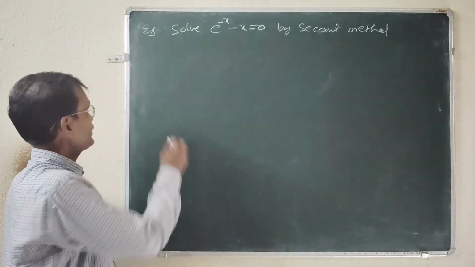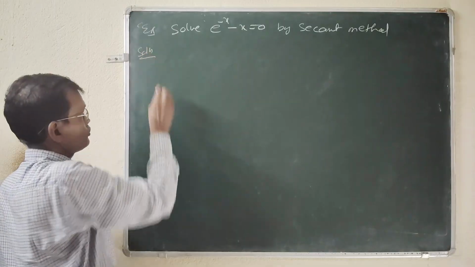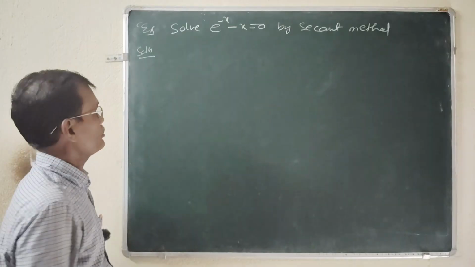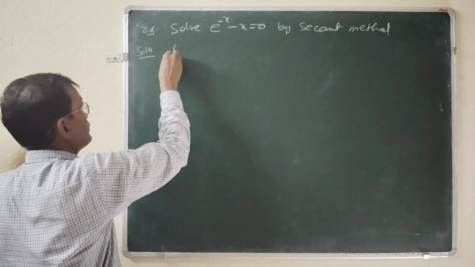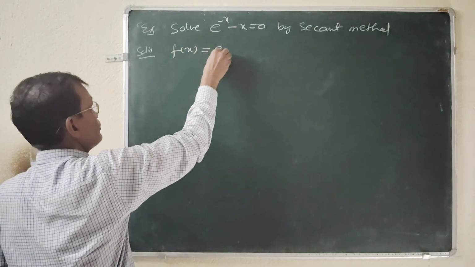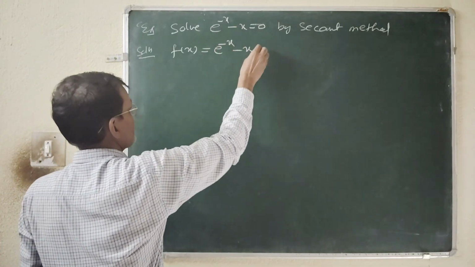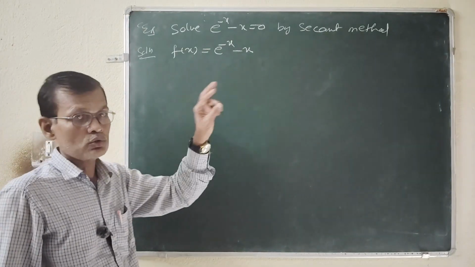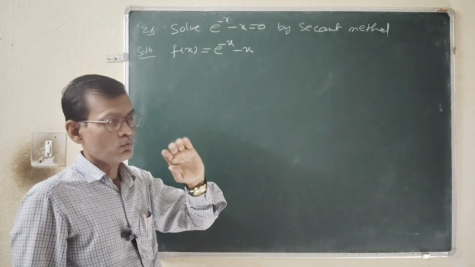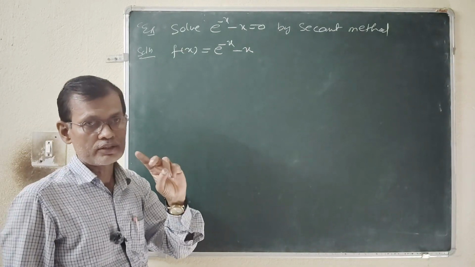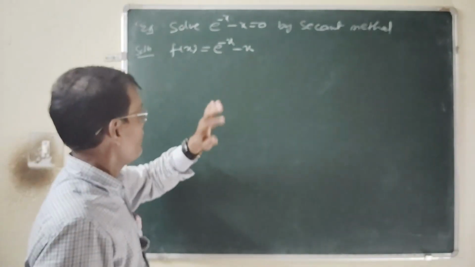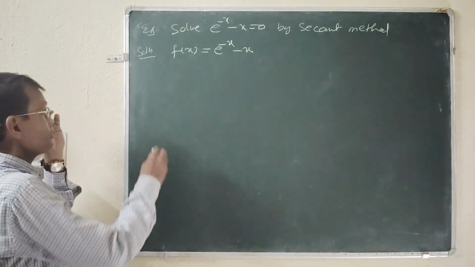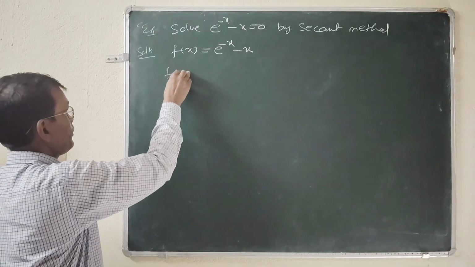Okay, so we'll start the solution. Here you just remember that in the formula we use the function. So for this question we will consider f of x is equal to e to the power minus x. This is the function, and we have to decide two initial values, because the formula starts from two initial values, one is x0 and the other is x1. So how will we get the two initial values? Just by trial and error, you test f of 0.